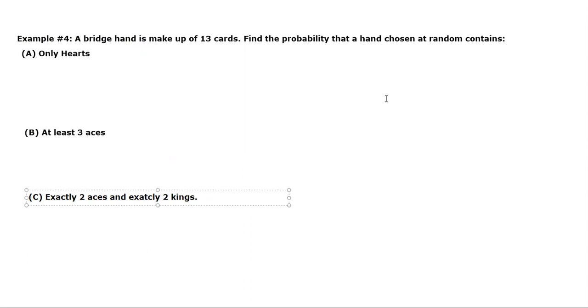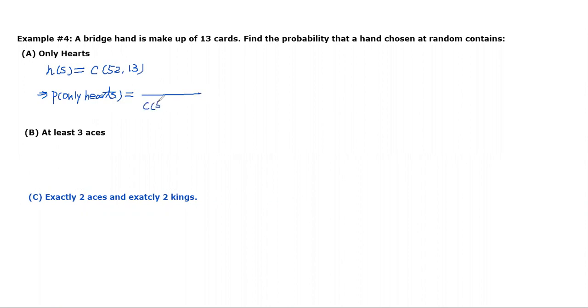So only hearts, right? First thing is let's identify the sample space. You take the 13 cards as a hand, so the sample space is 52 choose 13. So for only hearts, let's look at the probability. You put your sample space in the denominator: C(52,13).